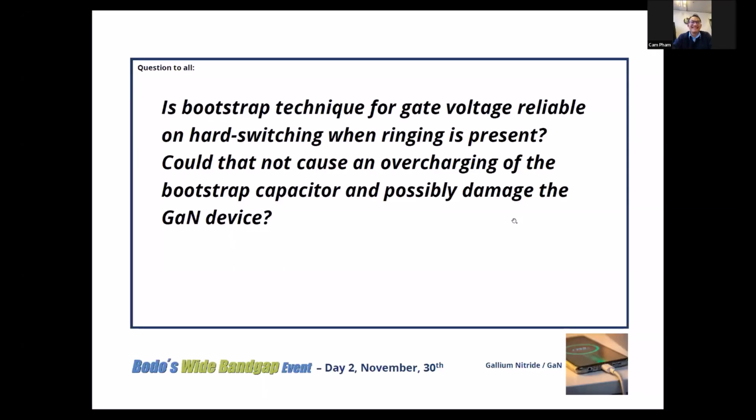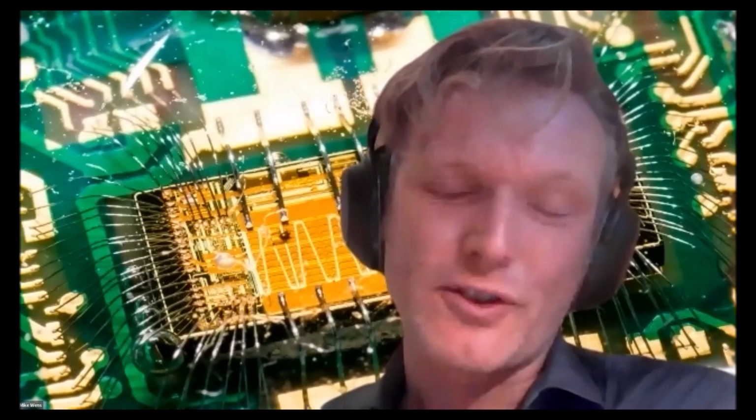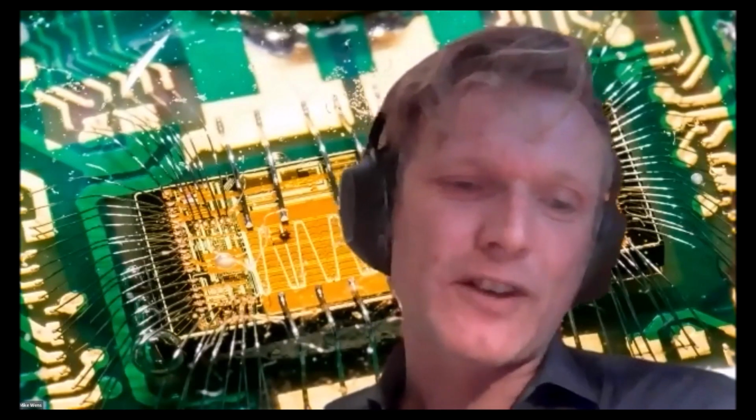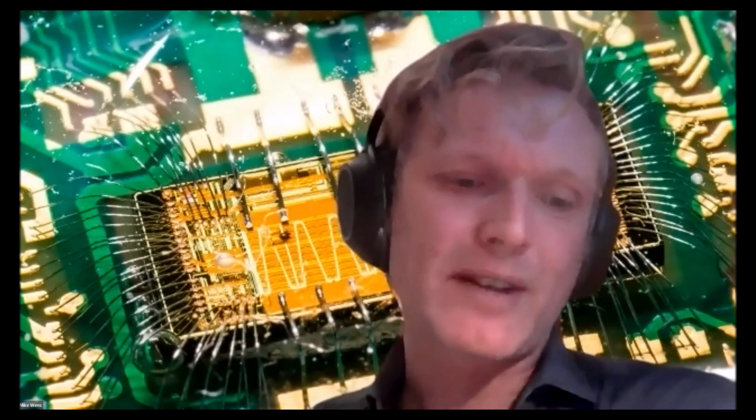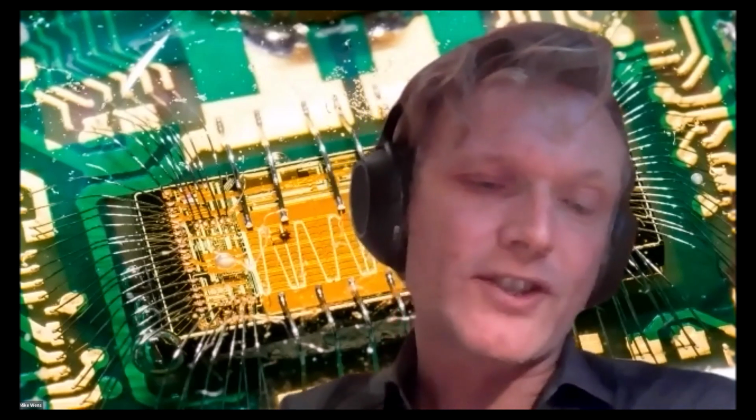But I can already interpolate on the question. I agree with this question, Bodo. There is a problem of overcharging when you're doing bootstrapping. The problem is when, for instance, your source inductance on your low side or your ground inductance gets a negative spike during switching, then you'll see the bootstrap voltage in addition to this negative spike, and you will overcharge your bootstrap capacitor with a higher voltage than intended.